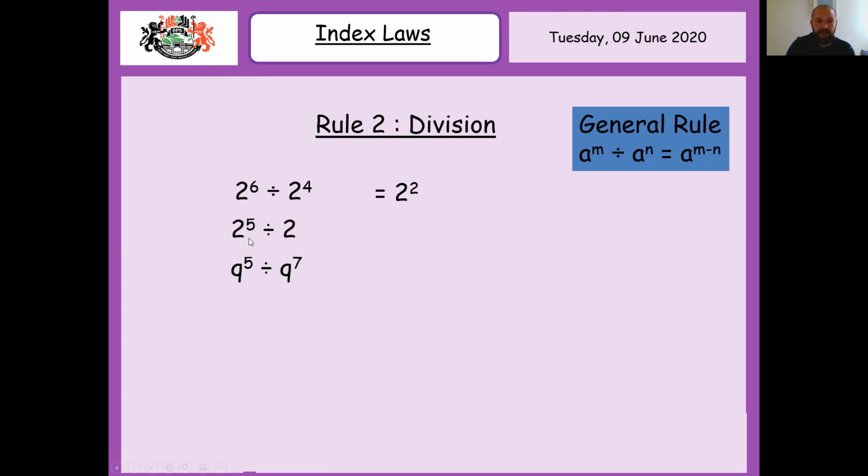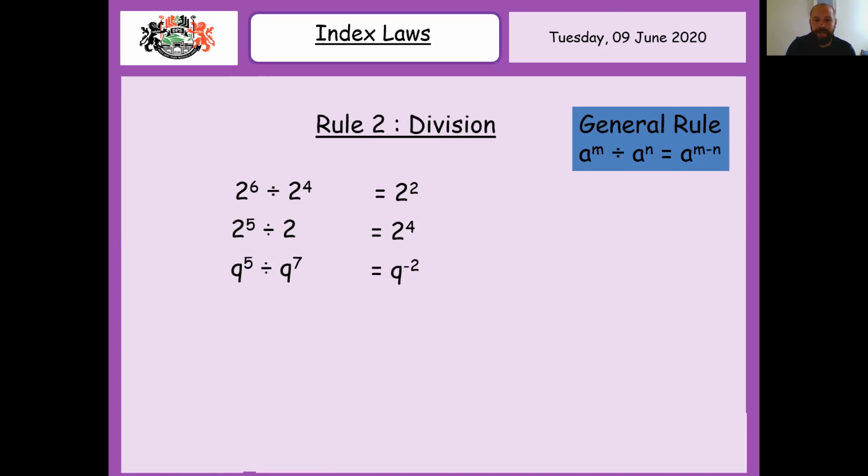Here, check the base value, it's 2. Now subtract the powers. Be careful, this is to the power of 1. So 5 minus 1 is going to give us to the power of 4, or 2 to the power of 4. Here, we've switched to algebra, but it doesn't matter. We are still going to subtract. 5 minus, hang on a minute, 5 minus 7, that's going to give us minus 2, which is absolutely fine.